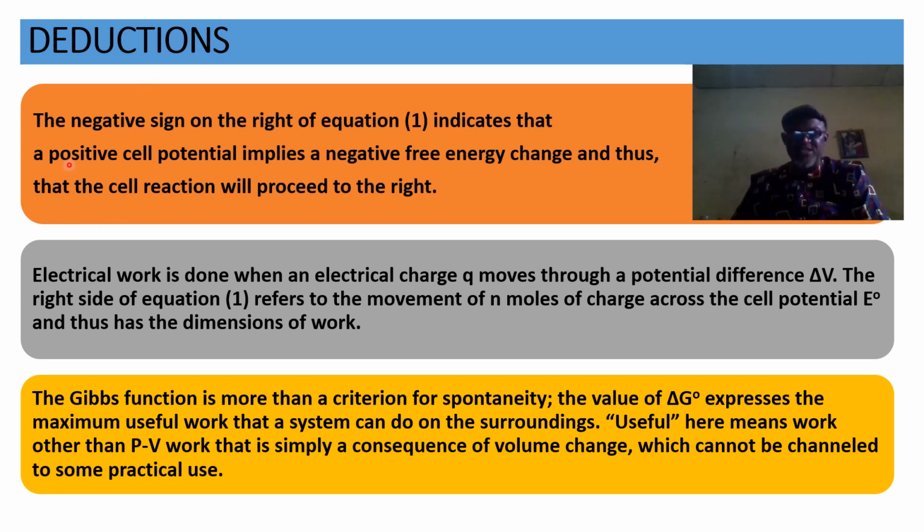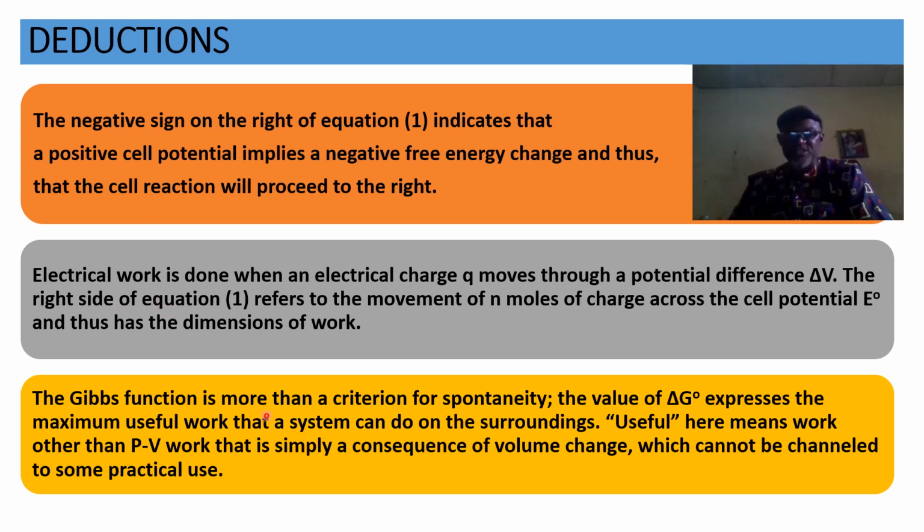Deduction from what we just said. The negative sign on the right of equation 1 indicates that a positive cell potential implies a negative free energy change, and thus that the cell reaction will proceed to the right. That's what we've said. Electrical work is done when an electrical charge Q moves through a potential difference delta V. The right side of equation 1 refers to the movement of n moles of charge across the cell potential E naught, and thus has the dimensions of work.